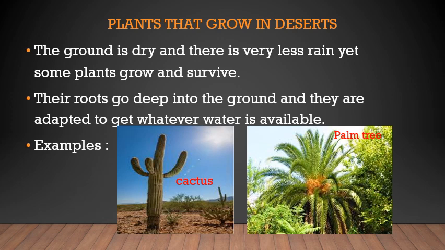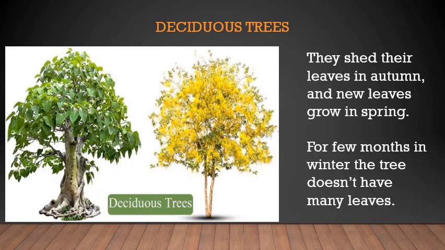What happens in the desert is because there is no water available or very less water available, their roots grow very deep into the ground. The plants are adapted to this kind of conditions where the roots grow deep into the ground to find water. And whatever water they find, they store it inside their body. Okay. These are the adaptations of the cactus plant and palm plant. The palm tree grows in the desert area.